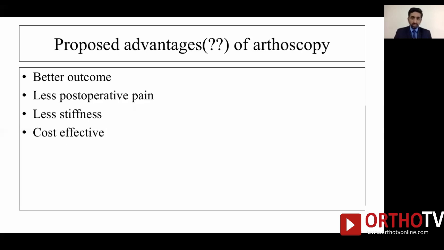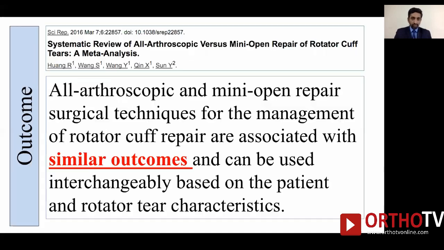The proposed advantages of arthroscopy while doing rotator cuff repair are: number one, better outcome, less post-operative pain, less stiffness, and maybe it's cost-effective. That's what is being proposed. However, is it really the case? Let's see. I'm going to run through a few meta-analyses and a few randomized controlled trials, and let's see how these two procedures fare against each other.